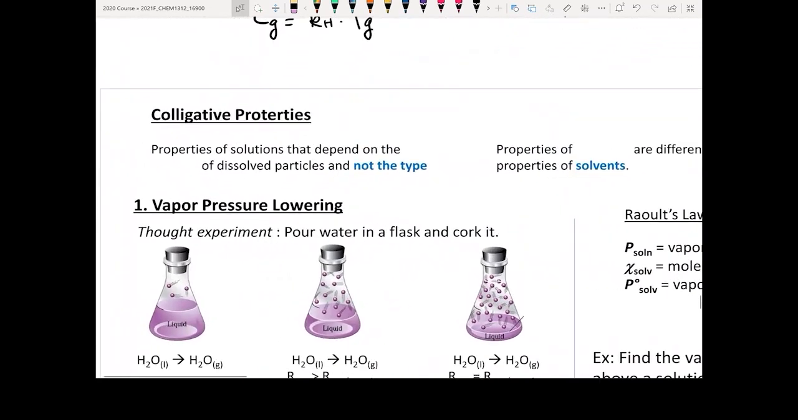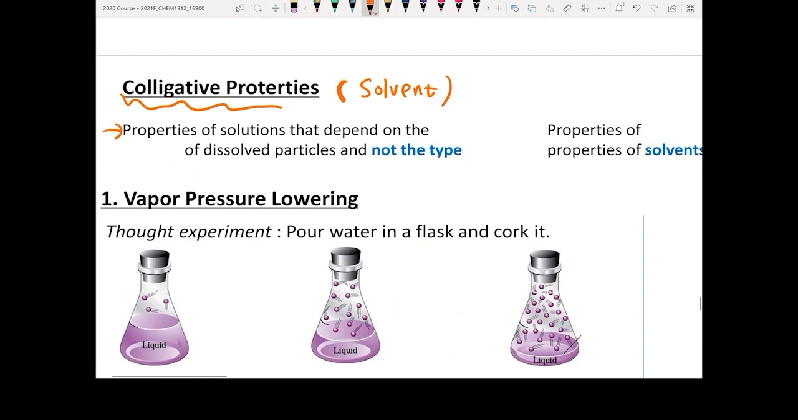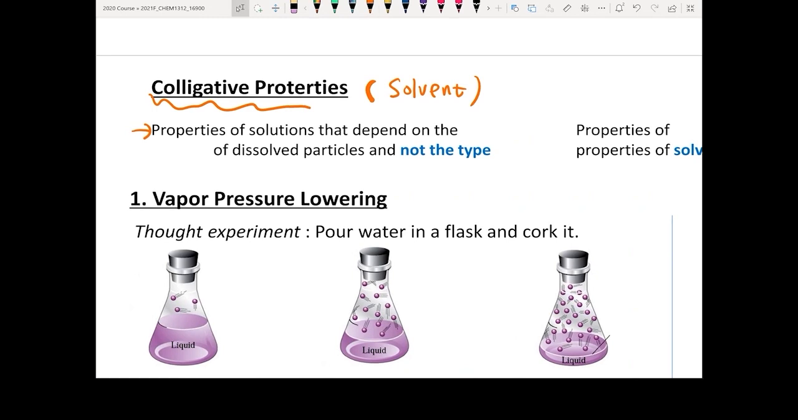All right, so let's talk about the colligative properties. In your textbook, you are going to see colligative properties are properties of solutions that depend on the number of dissolved solute, but not its type. In other words, if today you throw in 2 mole of sodium chloride versus 2 mole of glucose, it's going to have the same effect.